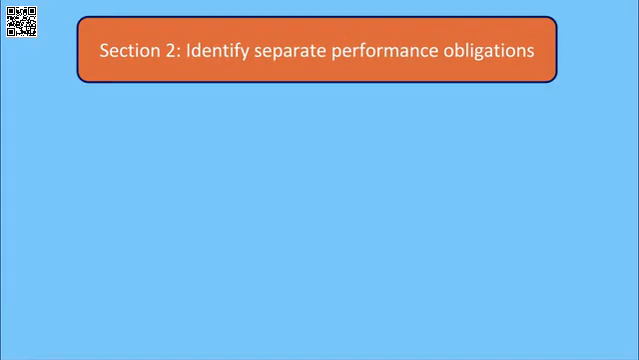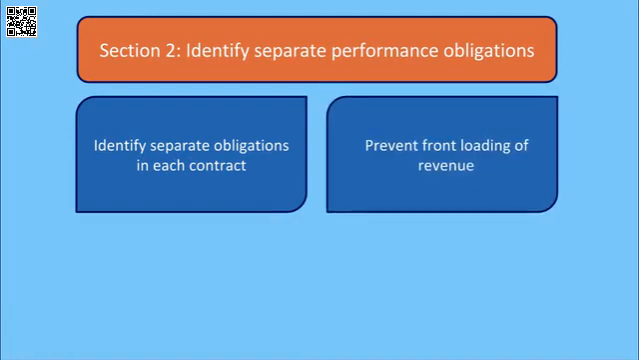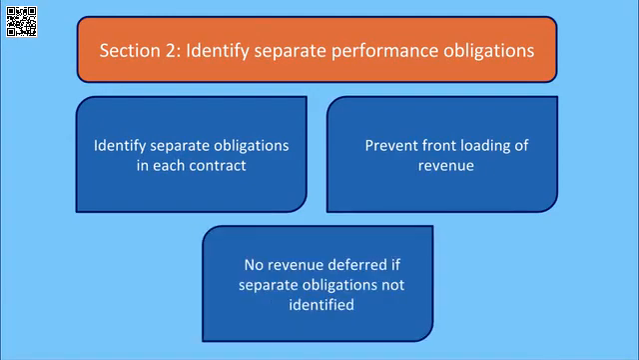Section 2. Identify separate performance obligations. Once separate contracts have been identified, the framework goes on to identify separate performance obligations within each contract. This is important to prevent the front-loading of revenue. If separate performance obligations are not identified, then no revenue would be deferred for recognition in a later accounting period.